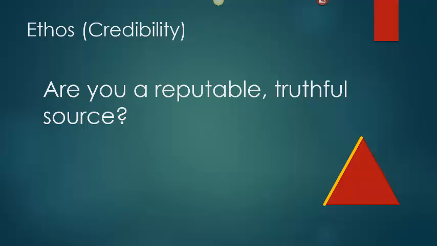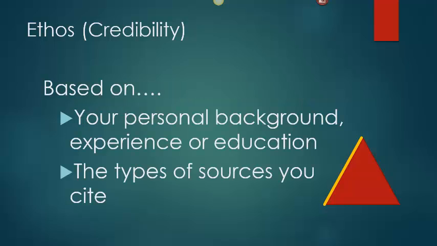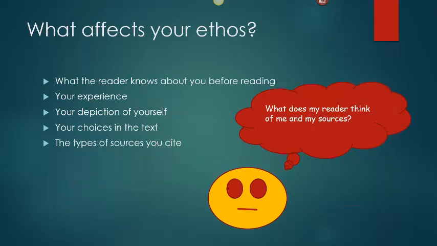Now, this is not just who you are and your reputation before you write, but how you establish yourself in your writing. And if you don't have credibility in a particular area, if you are not an expert in an area, do you talk about what experts say and do, what they believe? Do you cite good sources? As we said, these are based on your personal background and the types of sources you cite. What affects your ethos? What your reader knows about you, your experience, your depiction of yourself, your choices in the text, the types of sources you cite. So ask yourself, what does my reader think of me and my sources?